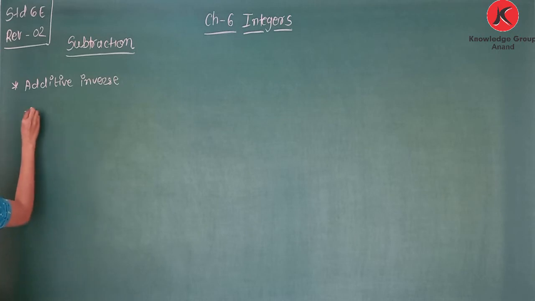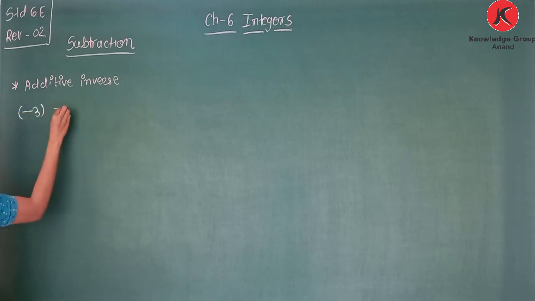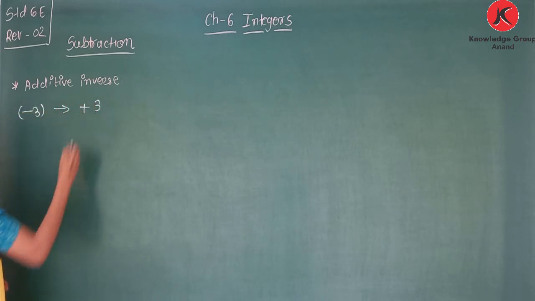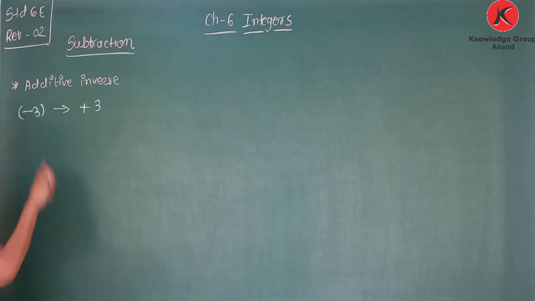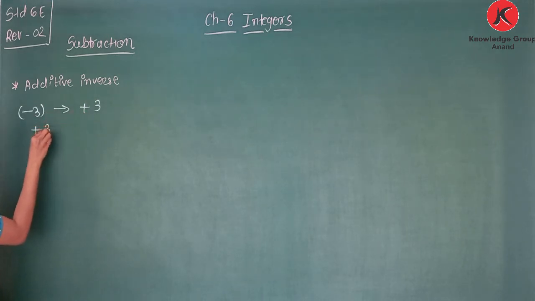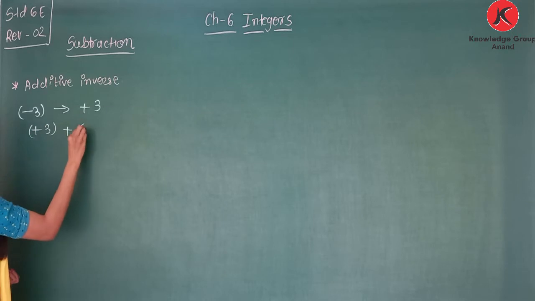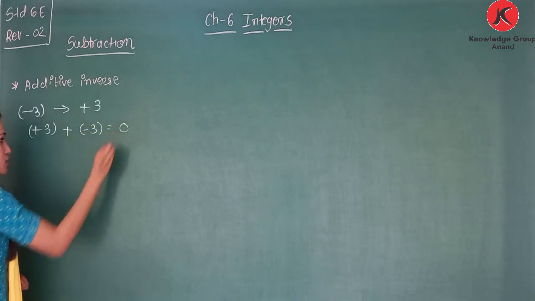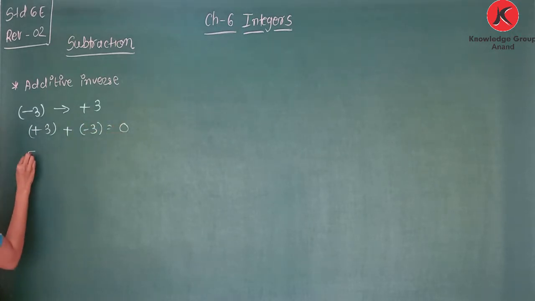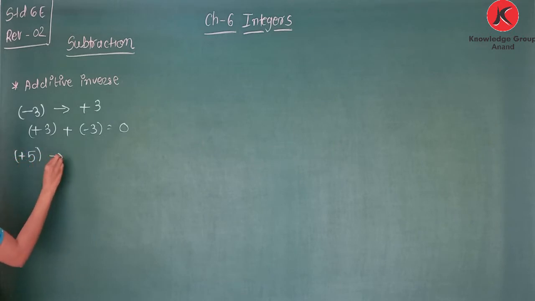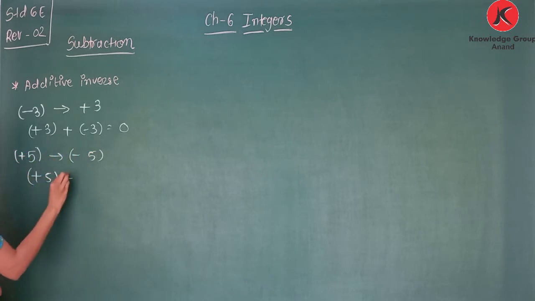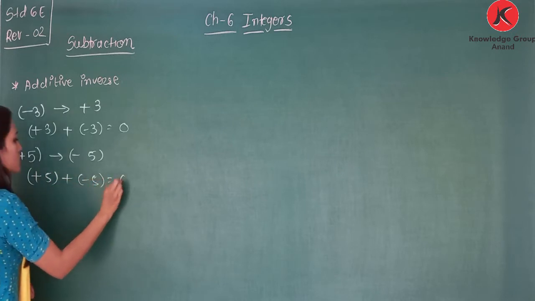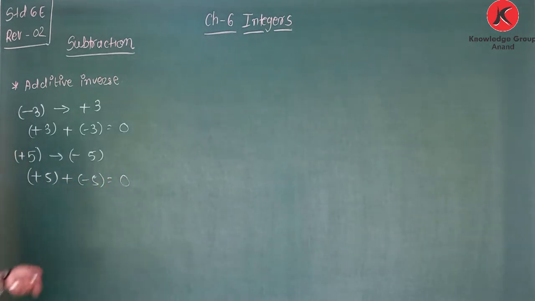Now what is additive inverse? If we have minus 3, then the additive inverse of minus 3 is plus 3. Why is it the additive inverse? Because if we add plus 3 and minus 3, we get 0. If we have the number plus 5, then its additive inverse is minus 5, because plus 5 plus minus 5 will be 0. So if you change the sign, we get the additive inverse.